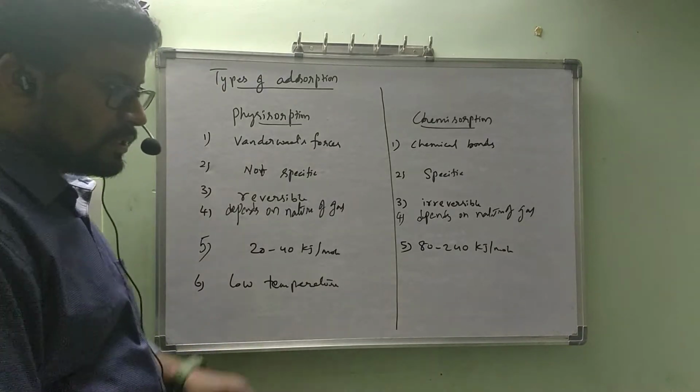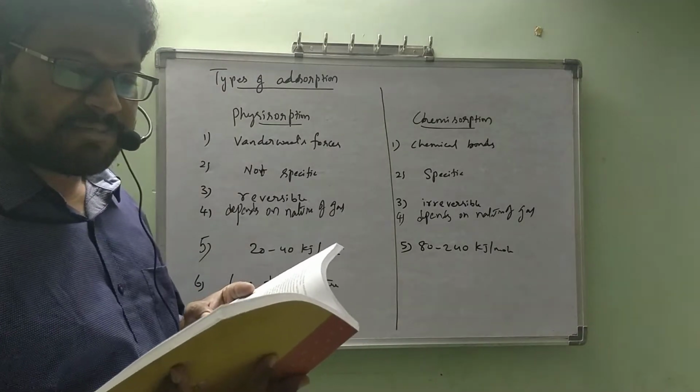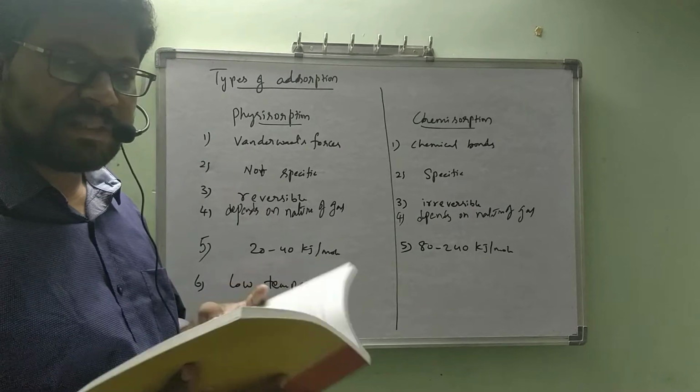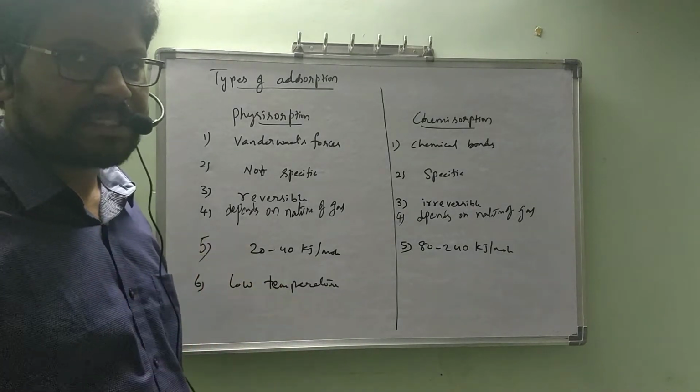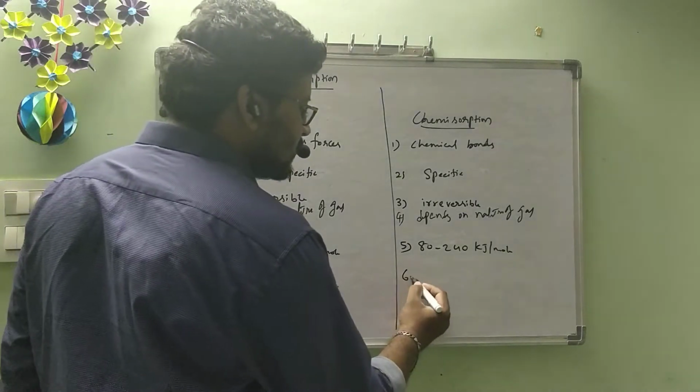Next, high temperature is favorable for chemisorption. It increases with increase of temperature, because chemical bonds generally form at high temperatures. So the favorable condition here is high temperature.